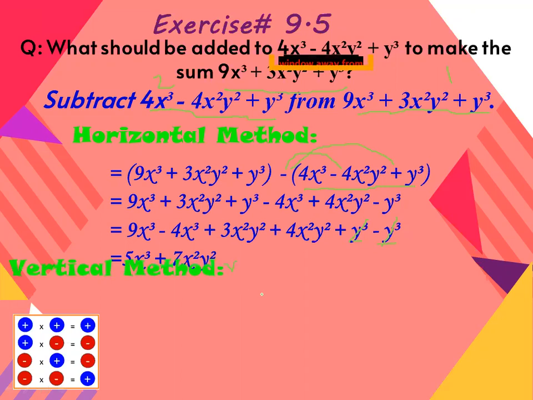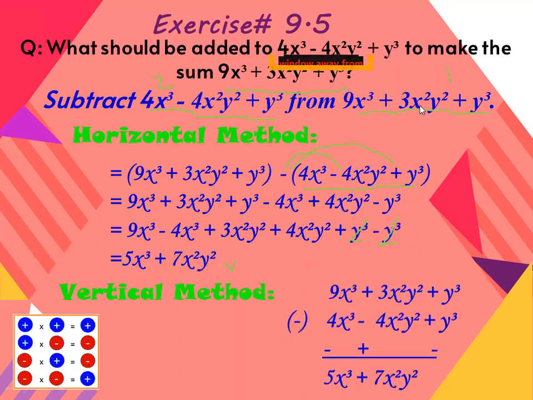Now we are going to apply the vertical method as well, and we are going to write down the expression first, just like this. First you will write 9x cube plus 3x square y square plus y cube, and then your second expression is this one, 4x cube minus 4x square y square plus y cube.